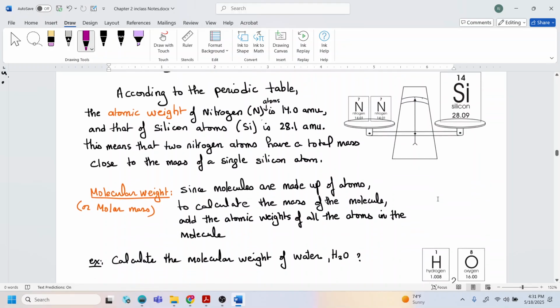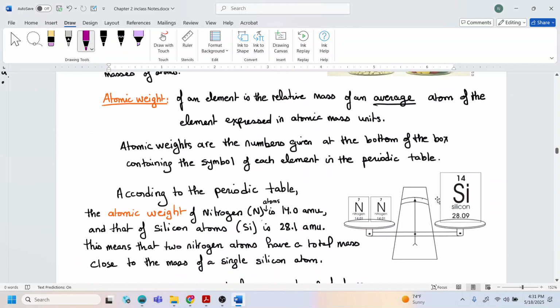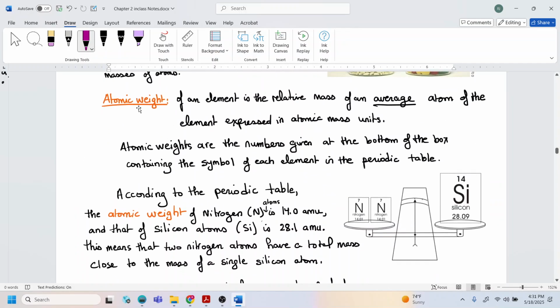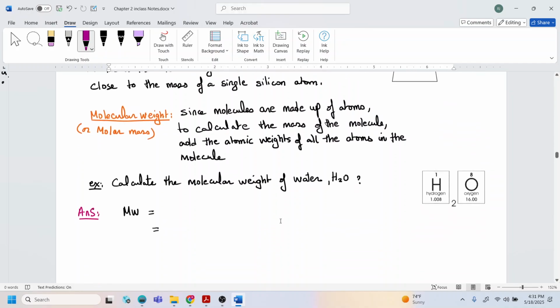And then we have molecular weight or molar mass. This is for molecules. So atomic weight is for atoms in the periodic table. And we know that when you combine atoms, you make molecules. So now it's going to be molecular weight instead of atomic weight. So molecular weight is the mass of the molecules. And to calculate the mass of the molecule, which is made up of more than one atom, we're going to add the atomic weights of all the atoms in the molecule.